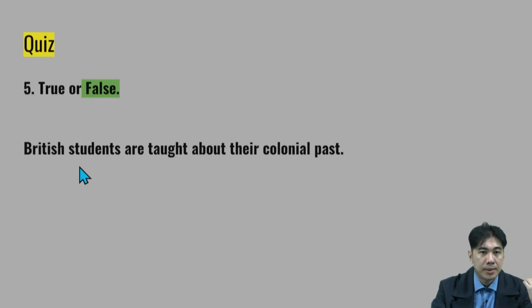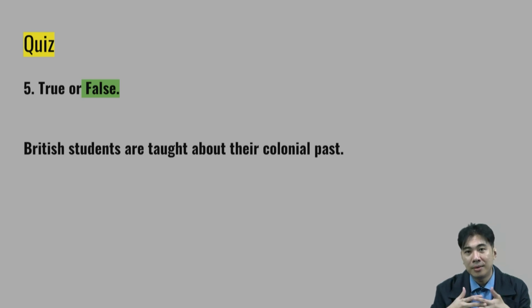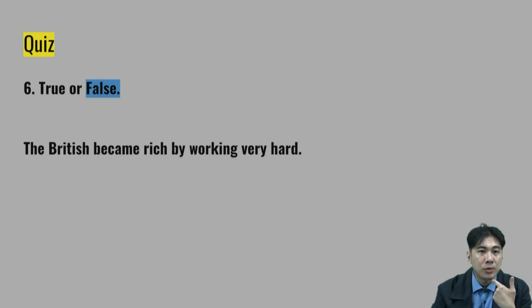True or false? British students are taught about their colonial past. It's false. They are taught that Britain is good, England is good, and colonialism is good. They are not taught reality, the truth. They are not told that it is bad. You killed so many people and you stole so much money. Number 6, true or false, the British became rich by working very hard.